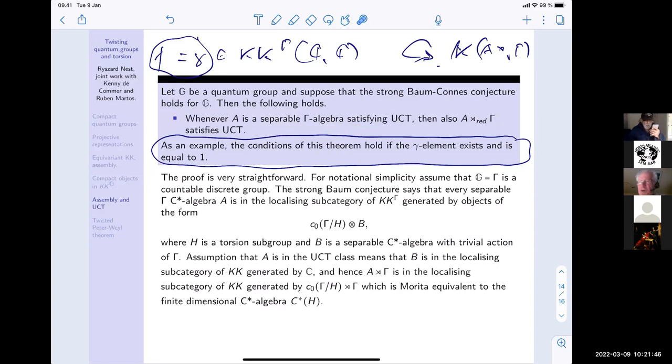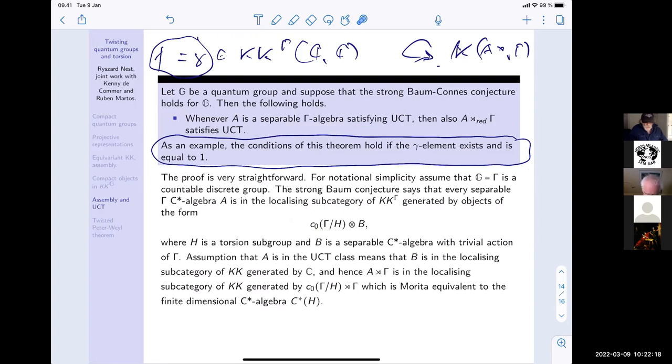Okay, so let me give a proof. It's really straightforward. And I wrote it in terms of groups because I'm too lazy, instead of quantum groups. So suppose I've got a discrete group. Now, the strong Baum-Connes conjecture tells me that every gamma C-star algebra sits in the subcategory generated by things of this type: C0(gamma mod H) tensor B, where H is a torsion, finite-dimensional subgroup, and B has trivial action.